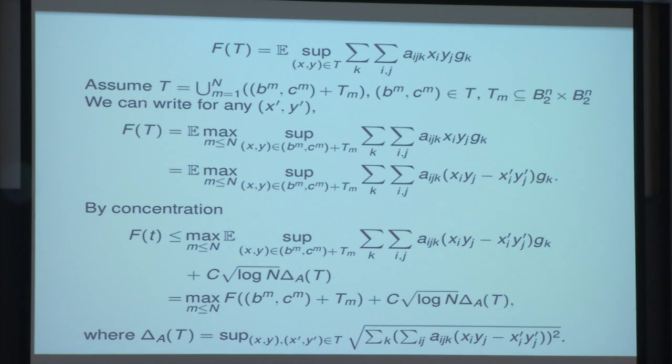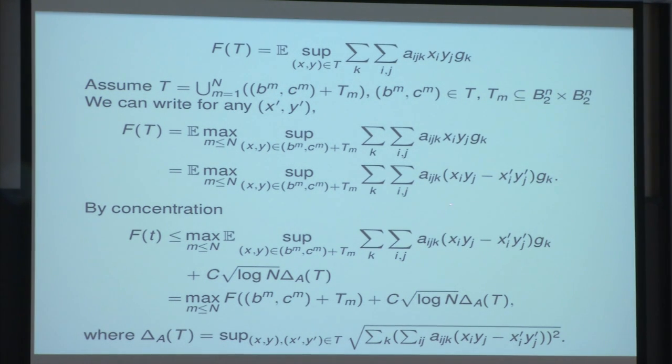OK, so if I have such a representation, I can write this supremum over T just as the maximum of suprema over those shifted sets Tm. Now, taking any x prime, y prime, since we don't have x prime, y prime in the supremum, I can subtract it, right? Because the expectation of our variables, if you don't take the supremum, is 0. So I can write it down like this, equivalently.